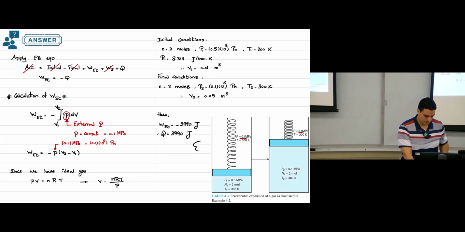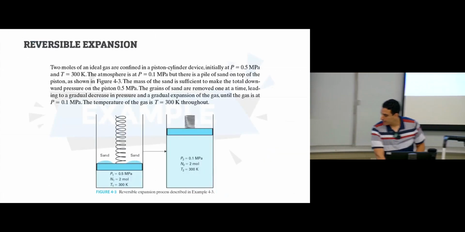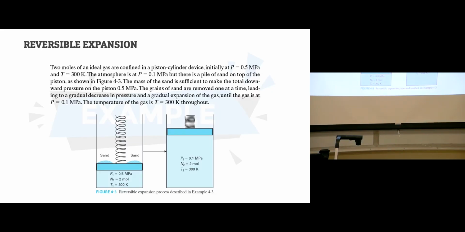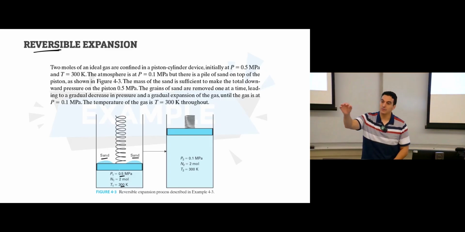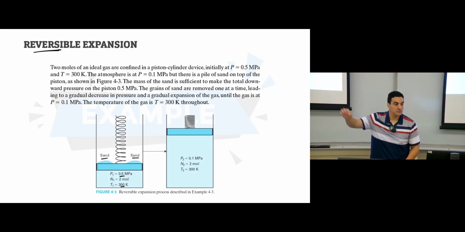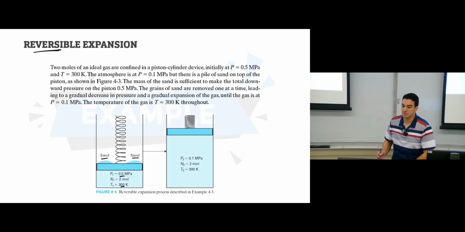Okay. Another example, same process, but this one we have reversible expansion. So again, we have ideal gas, 2 moles of this ideal gas at the same pressure, 0.5, 300 Kelvin. But this time, instead of having this clamp we remove, we have sand, and we are removing this sand one by one. This description tells you the process will take a very long time because we have sand on the piston. So this will be an example of a reversible process.